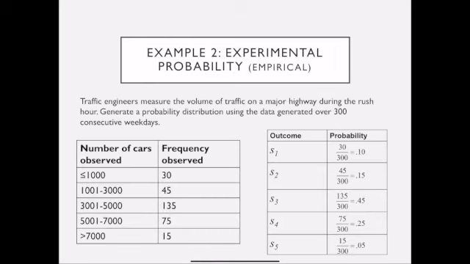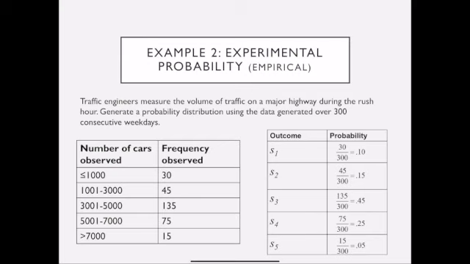It's a little different for empirical probability. That would be when we conduct an experiment. So let's say I wanted to measure the volume of traffic on a major highway during rush hour. This could be really important information, right, to decide if we need to widen the highway? So we're going to generate a probability distribution using data we observed over 300 weekdays.